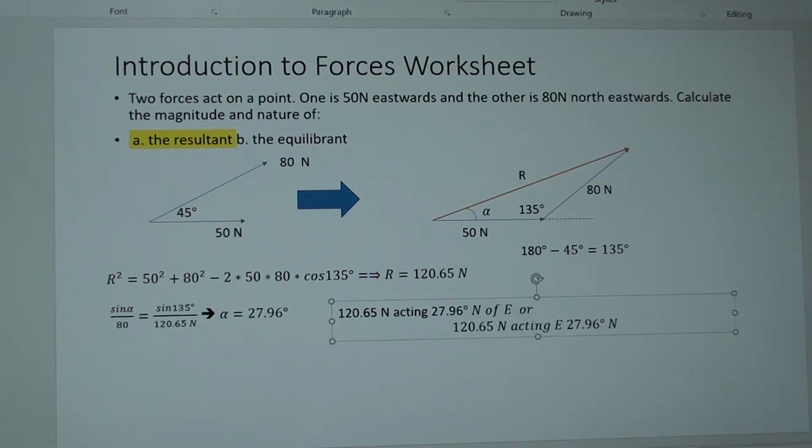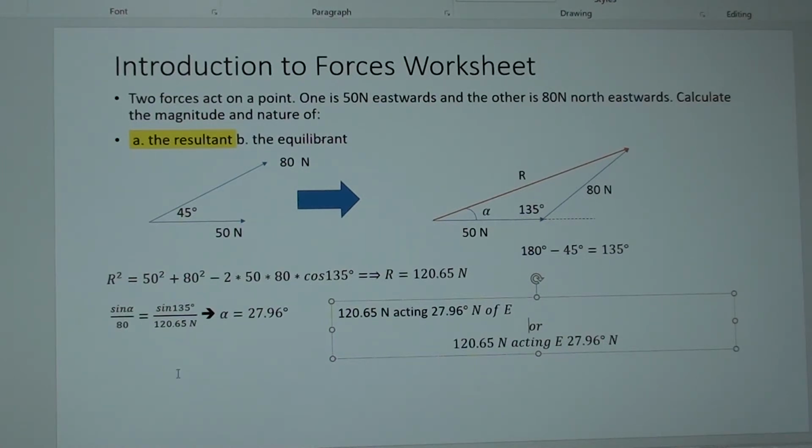I would just split them up to show you the difference between them. So either use the first one: the magnitude, the units of that magnitude, of the force, of the resultant force, acting 27.96, which is the value of alpha, north of east, because we're going in that direction, or 120.65 newtons acting east 27.96 and north. So that's the two ways.